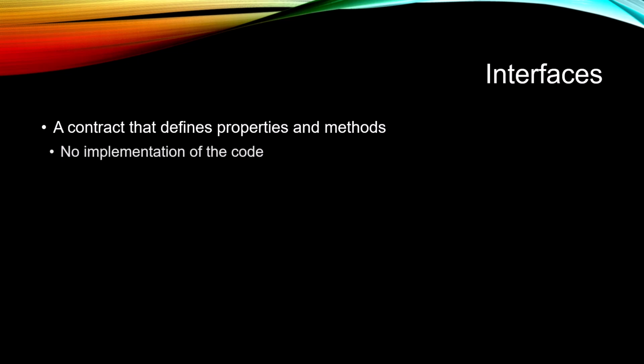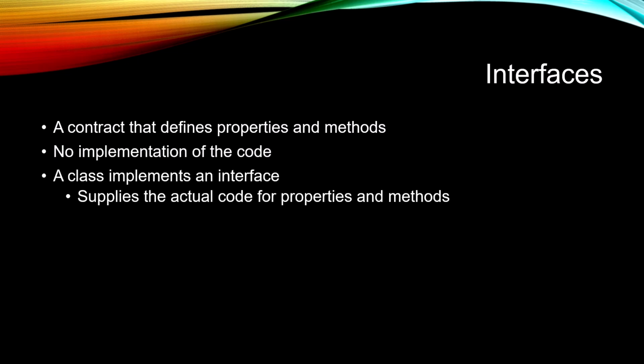Now you may be familiar with interfaces in other languages. This is a contract that defines property and methods, but no implementation of the code is available. A class implements an interface, so it supplies the actual code for that contract. However, interfaces do not exist in JavaScript. I just wanted to point that out here, just in case you start looking for them.